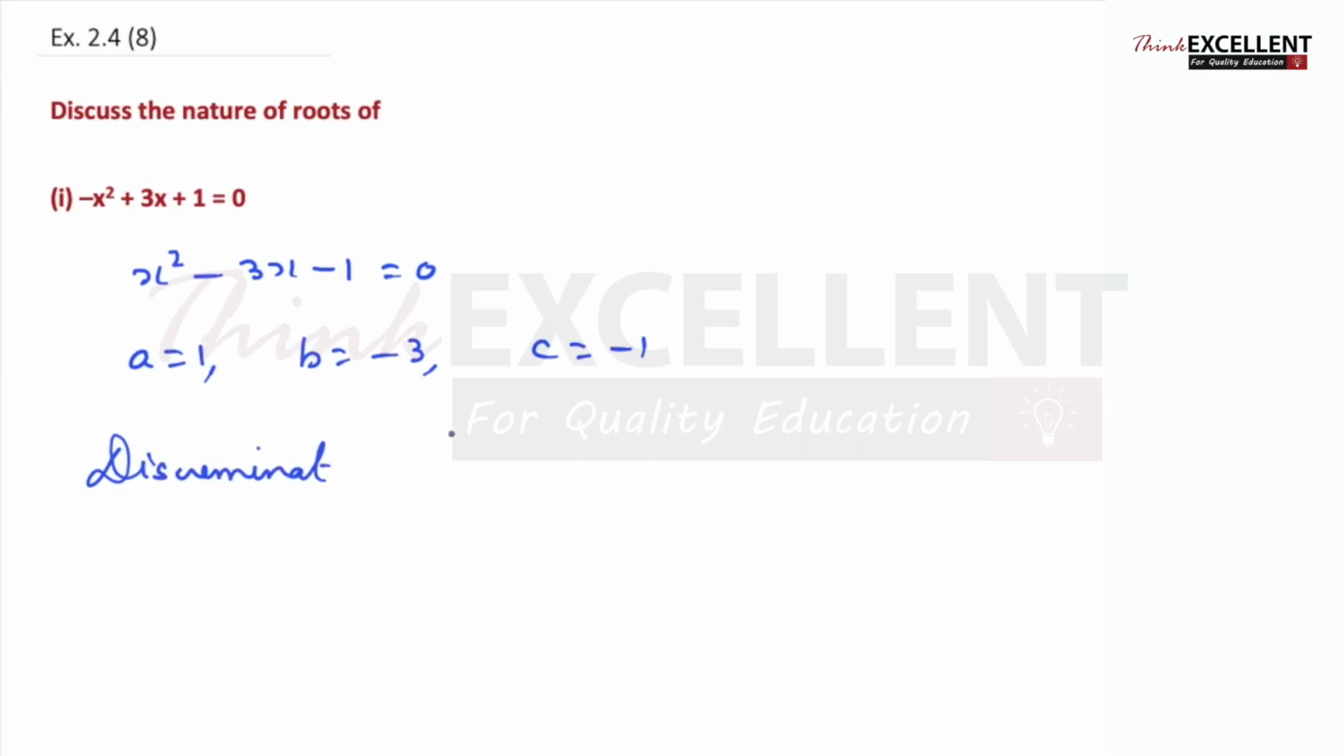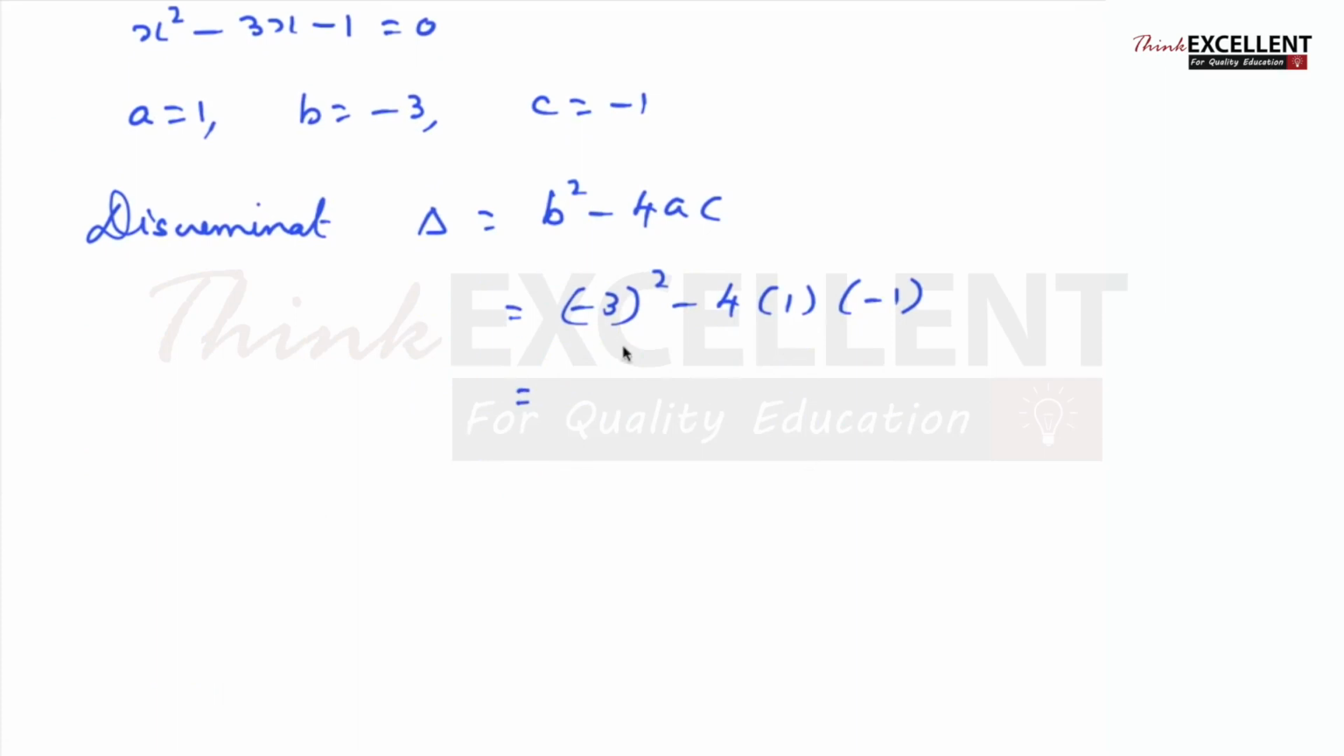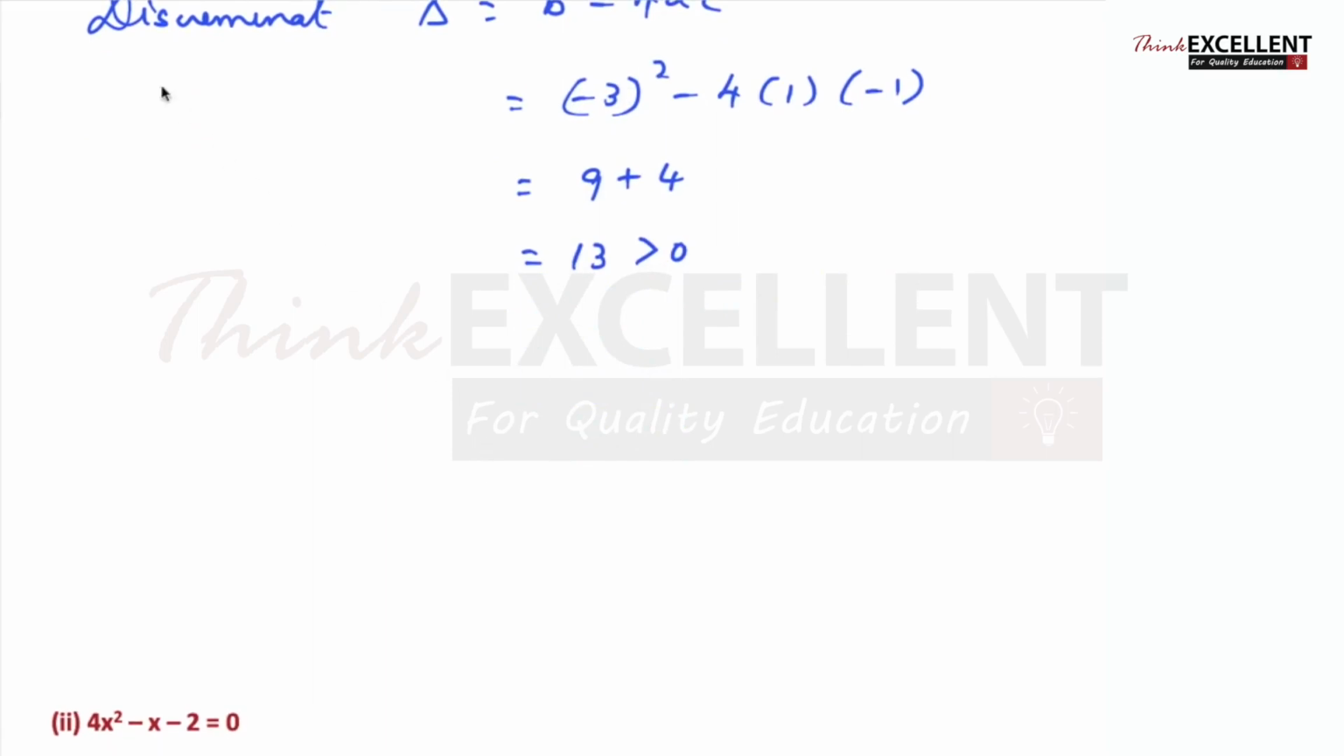We find the discriminant, that is delta. What is the formula for delta? B square minus 4ac. B square is minus 3 square, and 4 into a into c. Minus 3 square is 9, right? Minus into minus is plus. 4 into 1 into 1 is 4. So you are getting 13. It is positive, greater than 0. So what can you say? The roots are real and distinct, right?